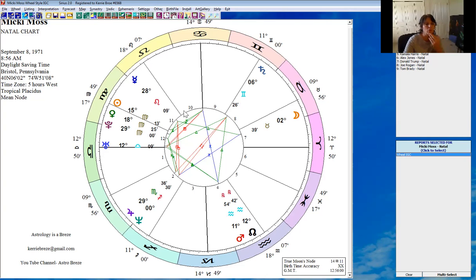Yeah. So those are the big things that you start seeing, and then you start looking at those patterns. We've talked about them. Is there a bucket pattern, a seesaw pattern, a grand trine, a cross? What types of patterns do we have? And then what types of aspects? All right. So I look at those.